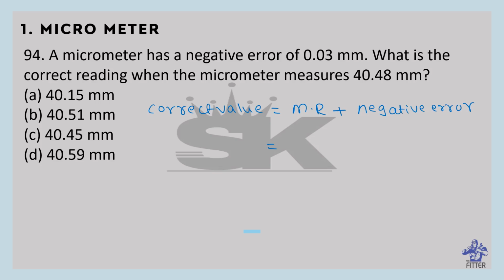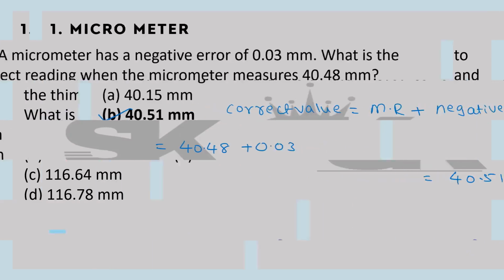So here, correct value equals micrometer reading, which is 40.48 mm, plus 0.03, right? So the answer would be 40.51 mm. That is the correct value. So the answer is option B. Option B is the right answer.